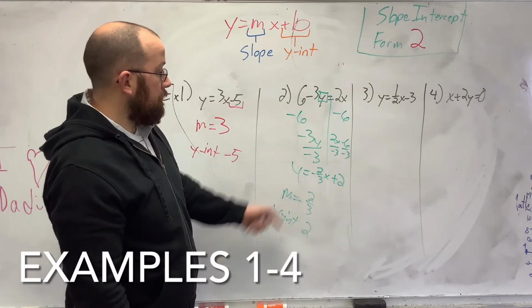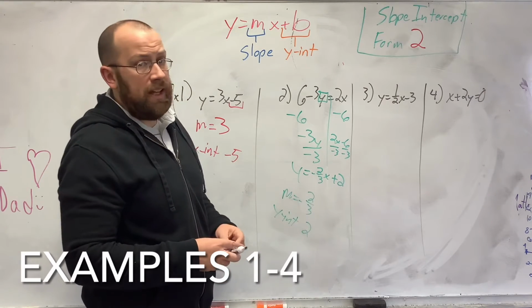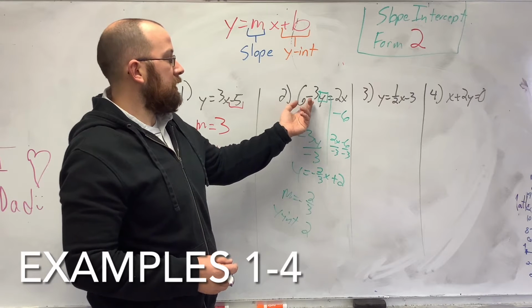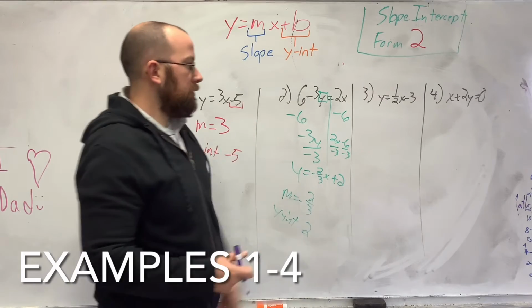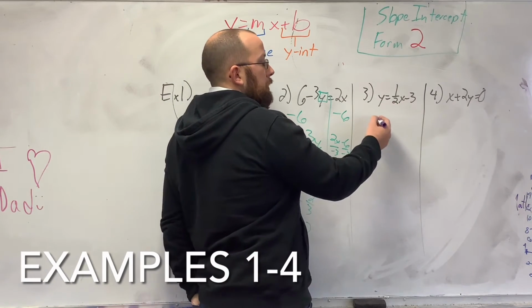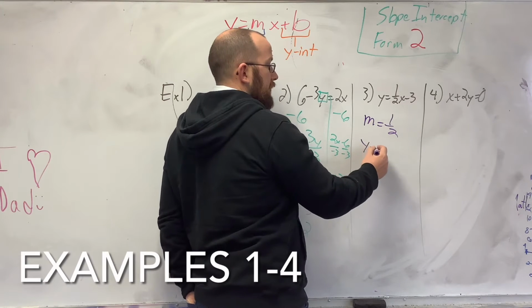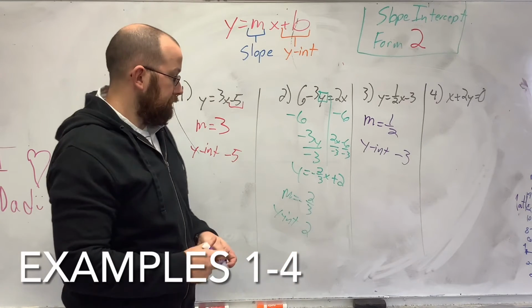It's that simple. As long as you're good with manipulating equations. If you're not, you're going to struggle a little bit until you get the hang of it. But it's always get rid of everything that's not the coefficient and the y on that side, then get rid of the coefficient afterwards. Here, this is already in slope-intercept form, so my slope is 1/2, and my y-intercept is just that back number of -3.